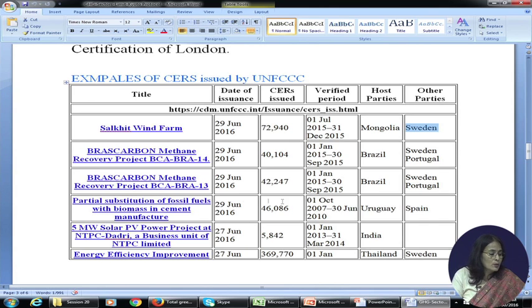So other different projects are there. If you are interested, you can download this information, which indicates how many CERs are being issued on a daily basis. In fact, if you see on 29 January 2016, you have 4 projects which have been verified, and CERs are issued for these 4 projects.